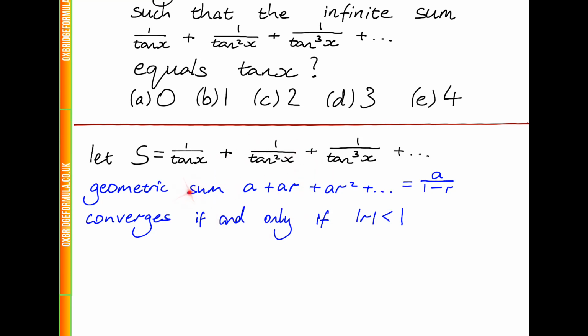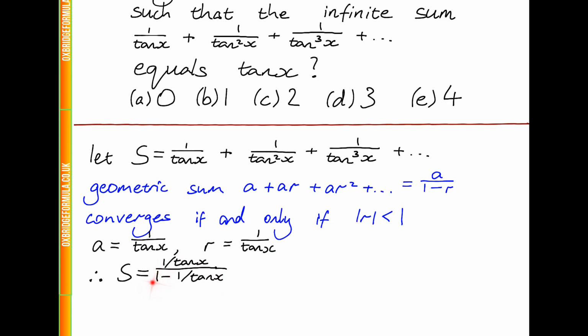So let's look at our sum. A is going to be the first term of the sum, so that's just 1 over tan x. And then what's the ratio that we're multiplying our terms by each time? Well, to get from 1 over tan x to 1 over tan x squared, we're multiplying by 1 over tan x. So our ratio r is 1 over tan x. And therefore we can evaluate S in this form as 1 over tan x divided by 1 minus 1 over tan x. And if we multiply the top and the bottom of the fraction by tan x, then we can see that this is just equal to 1 over tan x minus 1.